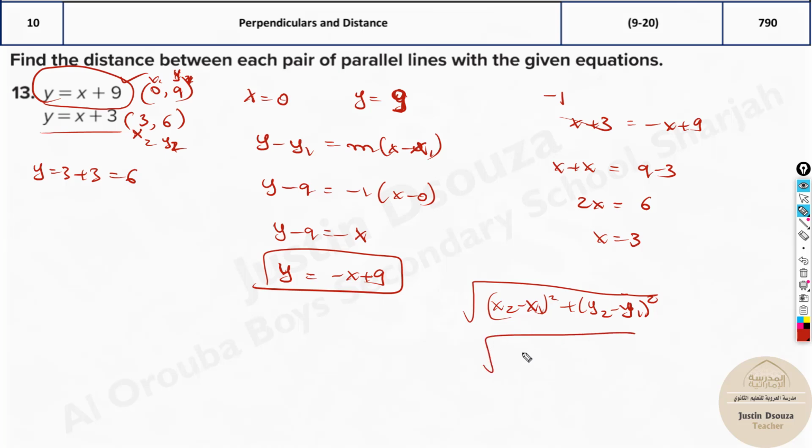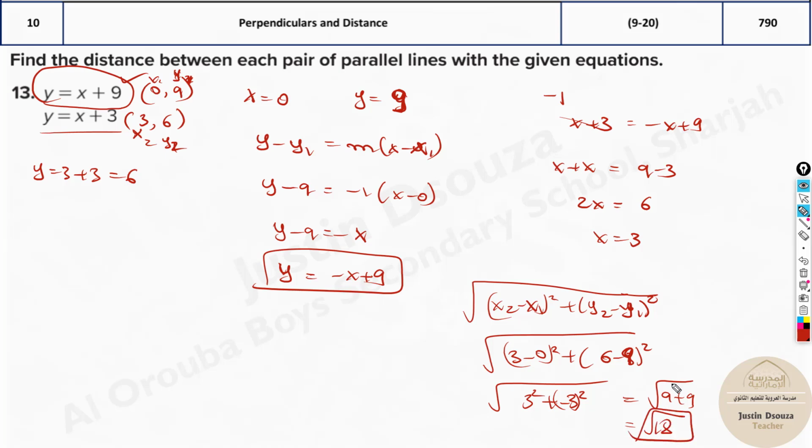Substitute it over here. It is x2 is 3 minus 0 whole square plus y2 is 6 minus y1 is 9, the whole square. Now here the answer will be 3 square, that's 9, plus 6 minus 9 is minus 3, the whole square, it will still be 9 only. Okay, I don't know why I wrote that 3. Now it will be 9 plus 9, that is root of 18 is the answer. That's the correct answer. Let's check the answer.